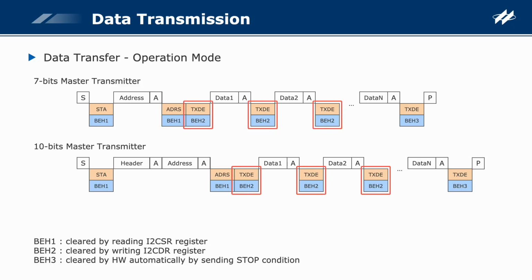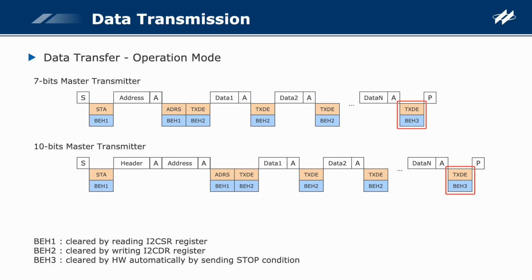The data to be transmitted must be written into the TX buffer. This operation clears the TXDE bit. The TXDE bit indicates that the TX buffer is empty. After transmitting the last data byte, the TXDE bit is cleared automatically by hardware after setting the stop command. The master then transmits a stop signal.